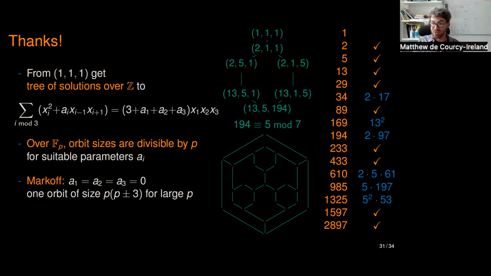Here are the Markoff numbers and their factors, and sometimes you get congruences between them. For example, when 194 is congruent to 5 mod 7, that sort of explains this hexagon forming in the Markoff graph mod 7. If you start doing the Markoff tree mod 7, you get two different paths to 13, 5, 5. So that closes up this hexagon. In the same way, 13 and 29, those are plus or minus 1 mod 7. So that's why you get these self edges forming.